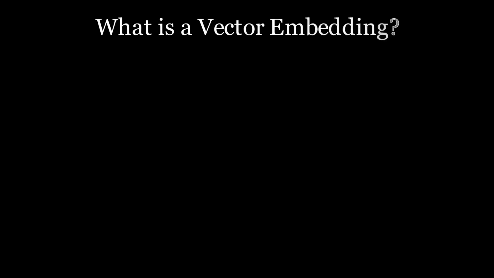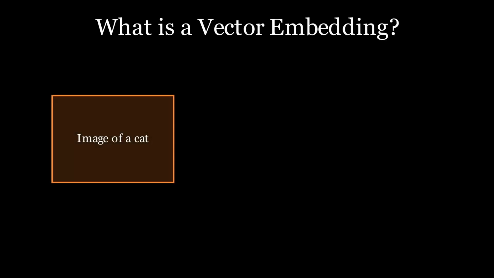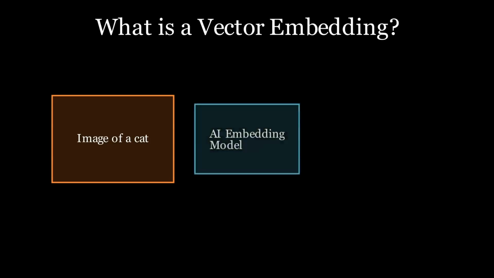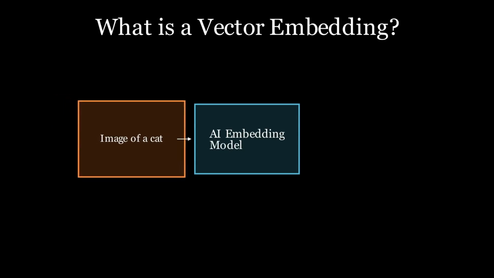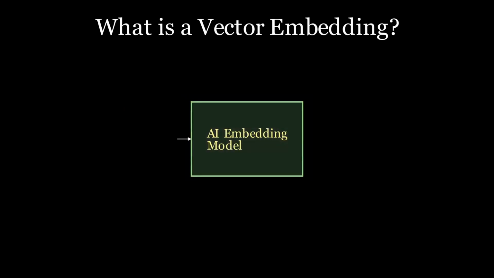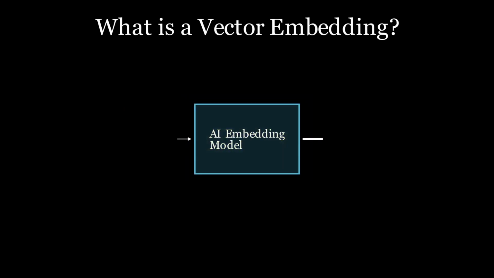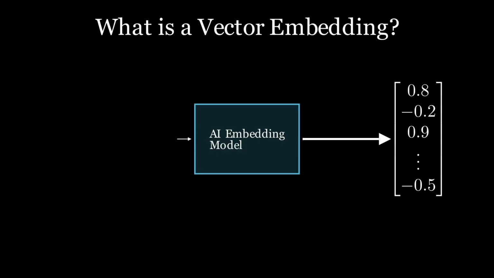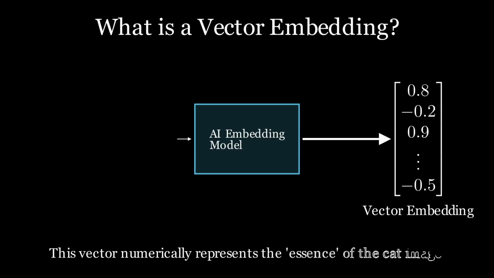The answer lies in a powerful concept called a vector embedding. Let's take a piece of complex, unstructured data, like an image of a cat. We feed this data into a special kind of AI, known as an embedding model. The model takes our cat image as its input and analyzes it, capturing its most important features and characteristics, its essence. And here's the magic. The output isn't text. It's a list of numbers. This is the vector embedding. This vector is a numerical fingerprint. It captures the meaning of the cat image in a mathematical form that computers can easily work with and compare.